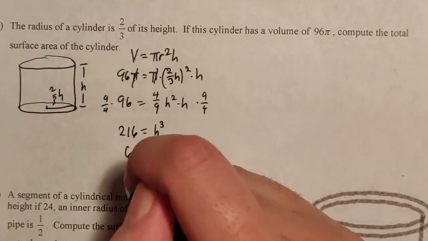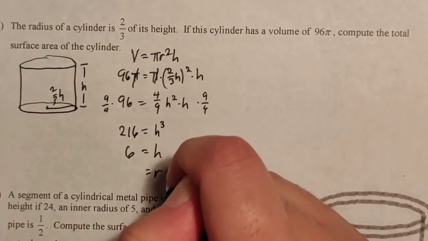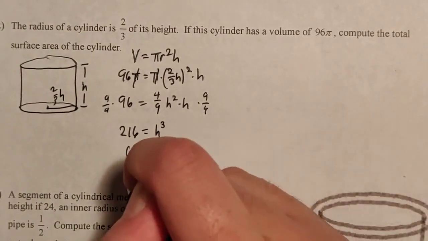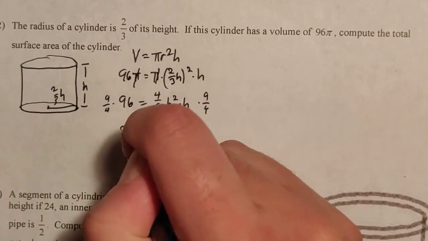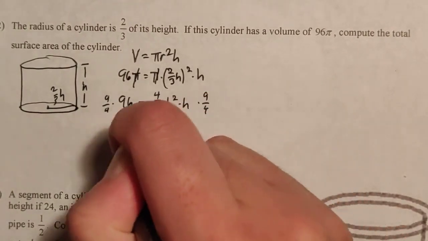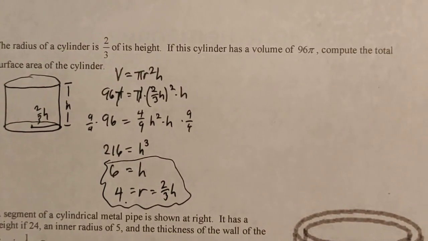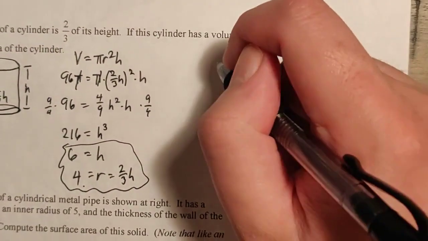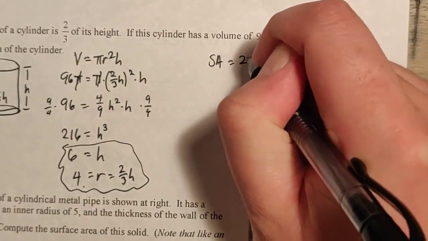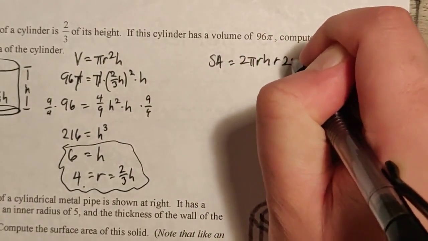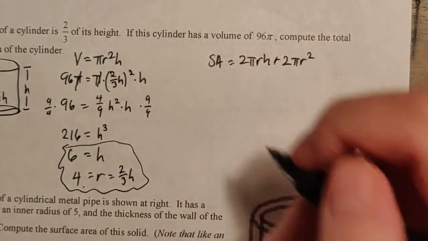And since we know the radius is 2/3 the height, it's going to be 2/3 of 6, or 4 here. So we have important pieces of information. But of course we're not done yet. The problem asks, what is the total surface area of the cylinder? Well, you may remember that the total surface area of the cylinder was 2 pi r h plus 2 pi r squared. That was from our previous lecture notes here.